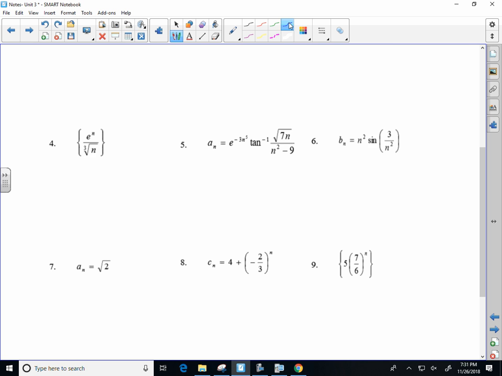What, number 9? No, I don't think so. This one converges to 0 because it takes the form of a geometric sequence. So let's talk about that one next.